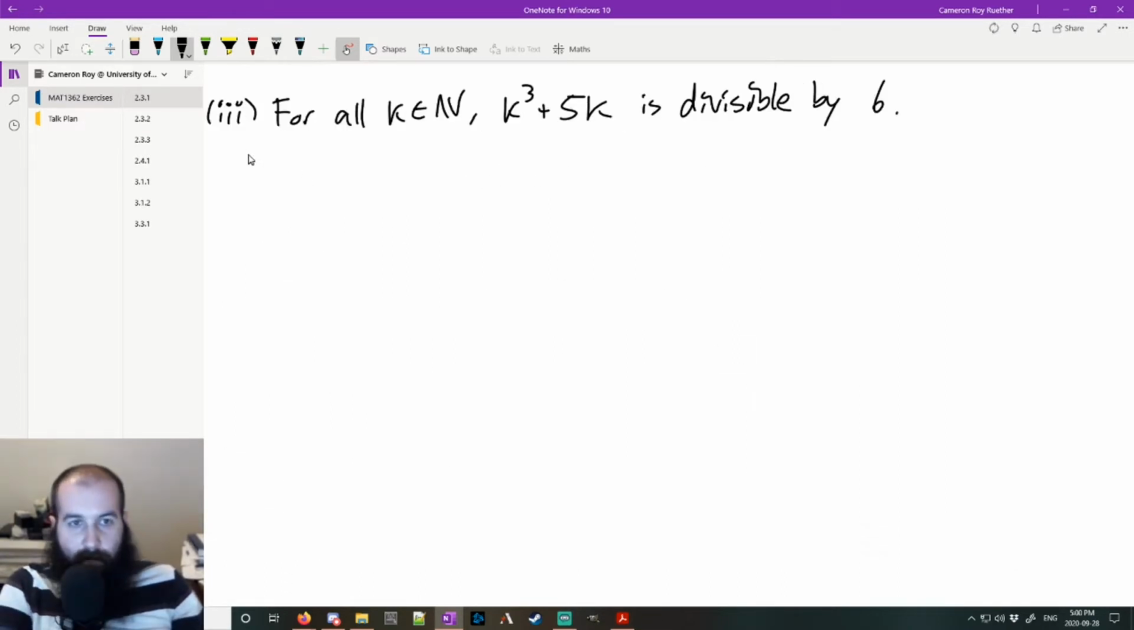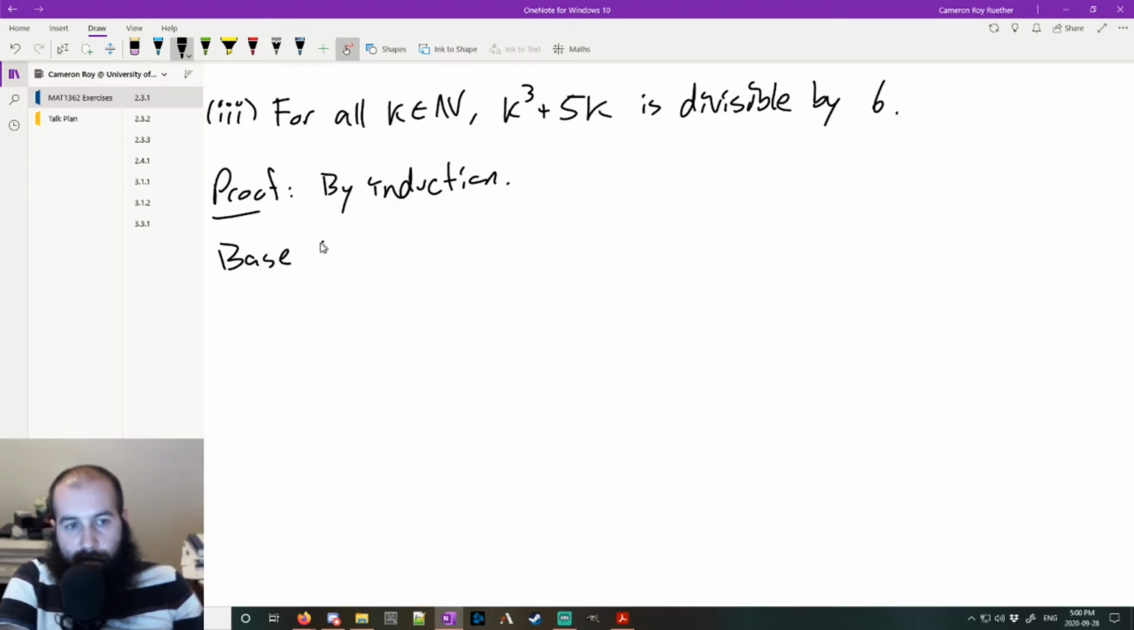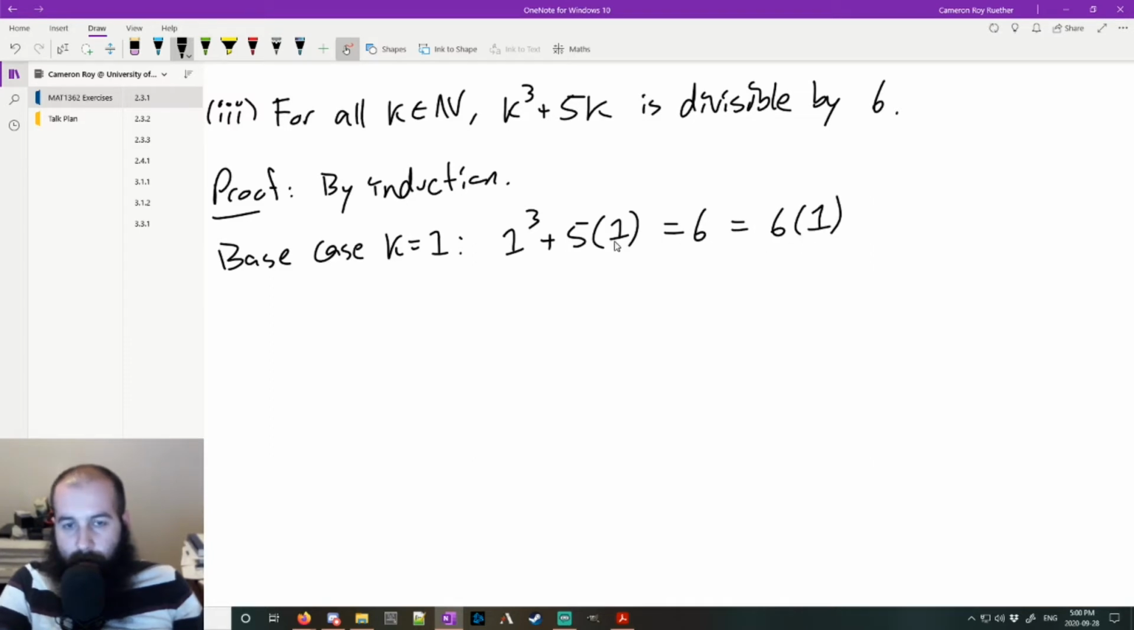The third statement is that for all natural numbers k, k cubed plus 5k is divisible by 6. We'll approach it similarly by induction. Our base case is again k equals 1, where 1 cubed plus 5 times 1 is 6, which is 6 times 1. Therefore, this is divisible by 6. So 6 divides k cubed plus 5k when k is equal to 1.